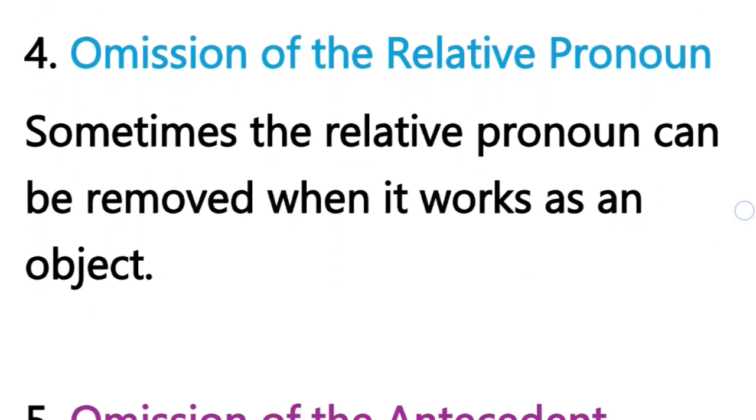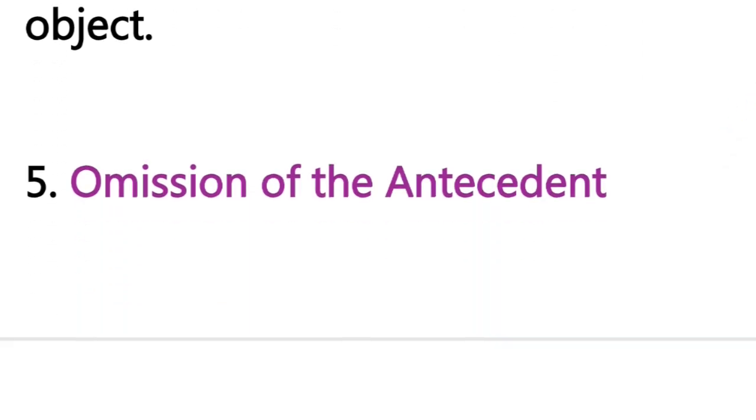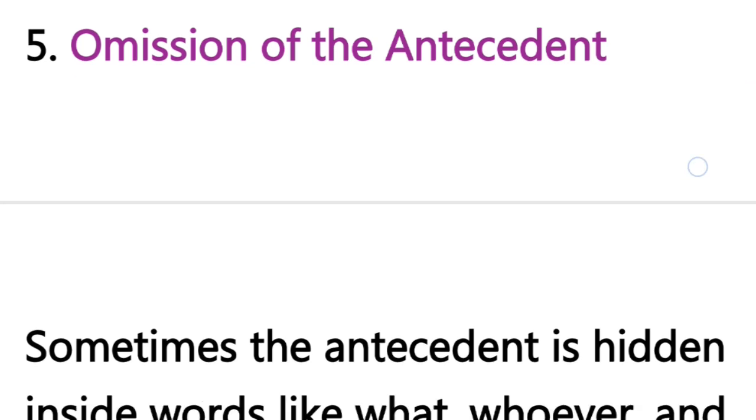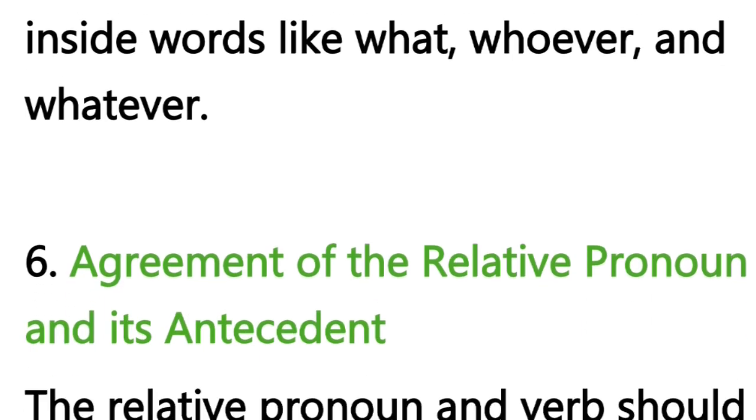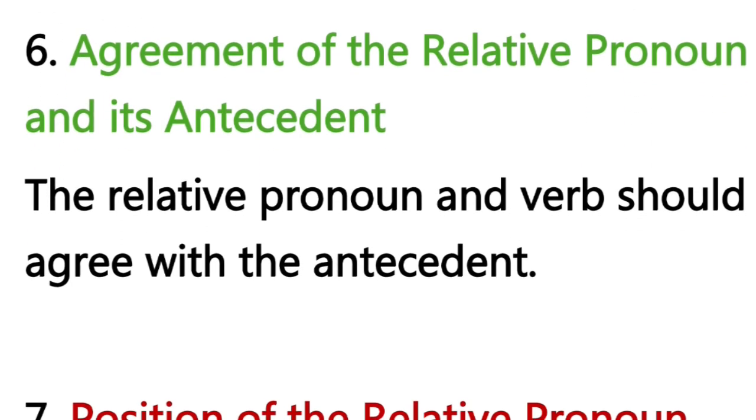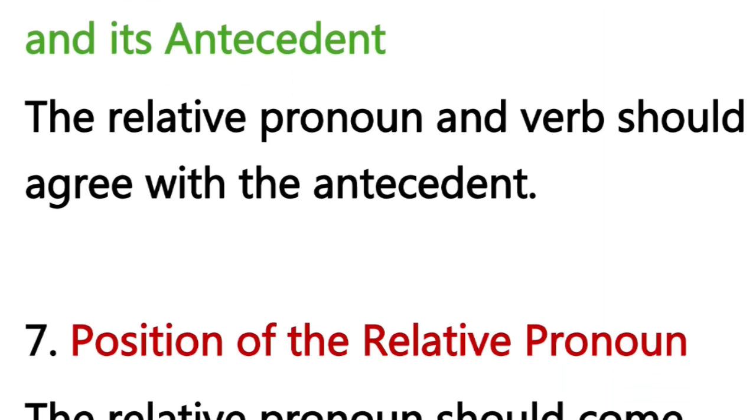Omission of the relative pronoun. Sometimes the relative pronoun can be removed when it works as an object and not as a subject. Omission of the antecedent. Sometimes the antecedent is hidden inside words like what, whoever, whatever. Agreement of the relative pronoun and its antecedent. The relative pronoun and verb should agree with the antecedent.